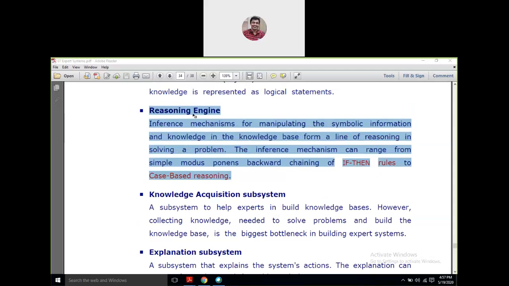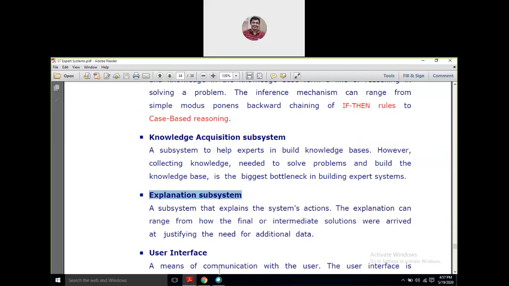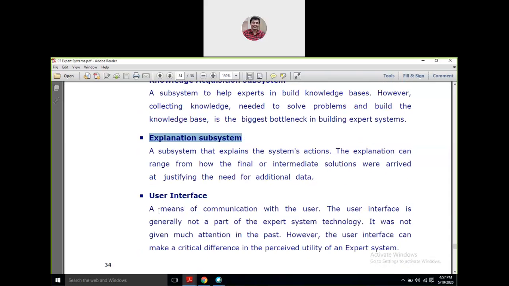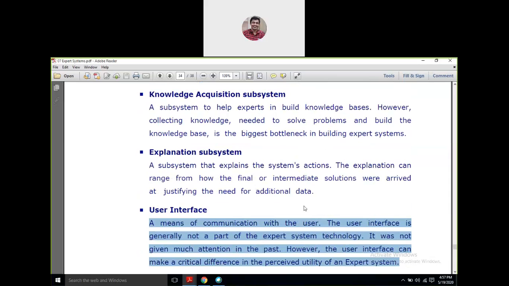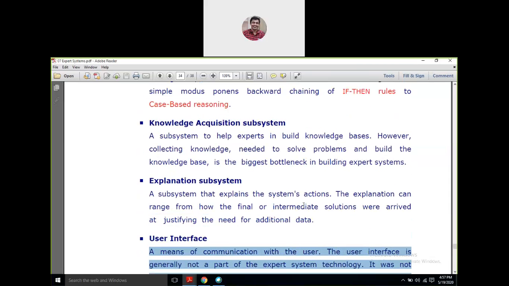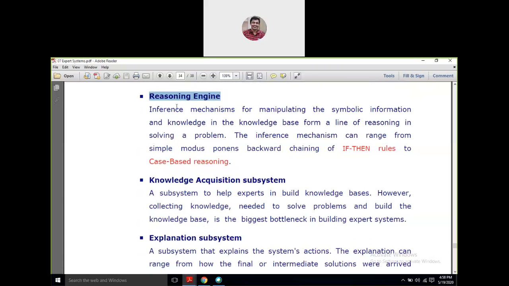Now comes the reasoning and the explanation subsystem. User interface, I have talked about this many number of times. It is a very simple part, how we are going to have the UI for a particular expert system, right? Now we'll be talking about the reasoning engine and the explanation subsystem in detail.